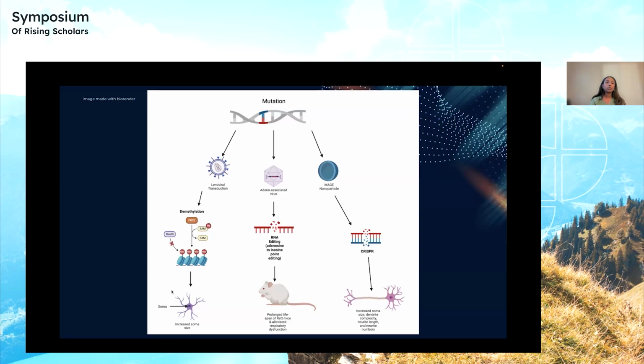So they remove the methyl group, allowing for expression of the correct MECP2 sequence. And then they observed that the neurons, which are brain cells, had rescued phenotypes. They weren't mutated anymore. For example, the soma size is small in Rett syndrome neurons, but after they edited it, the soma size was normal again.